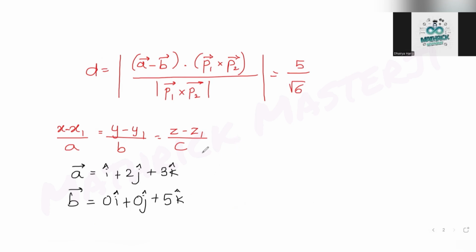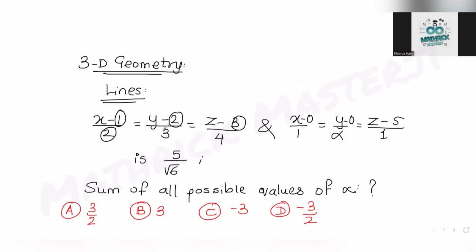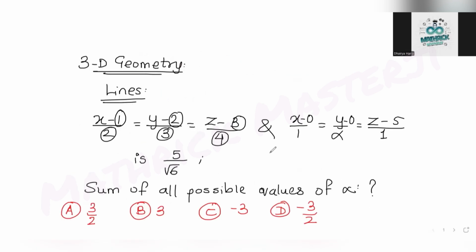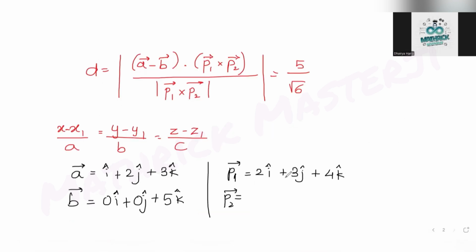So I have my vectors A and B. P1 and P2 are nothing but the direction ratios given directly in the denominators, which are 2, 3, and 4. That leaves 2i plus 3j plus 4k. The other vector P2 is given by 1, alpha and 1, so i plus alpha j plus k. Now I have all of this with me. Let's find the shortest distance between the two lines.